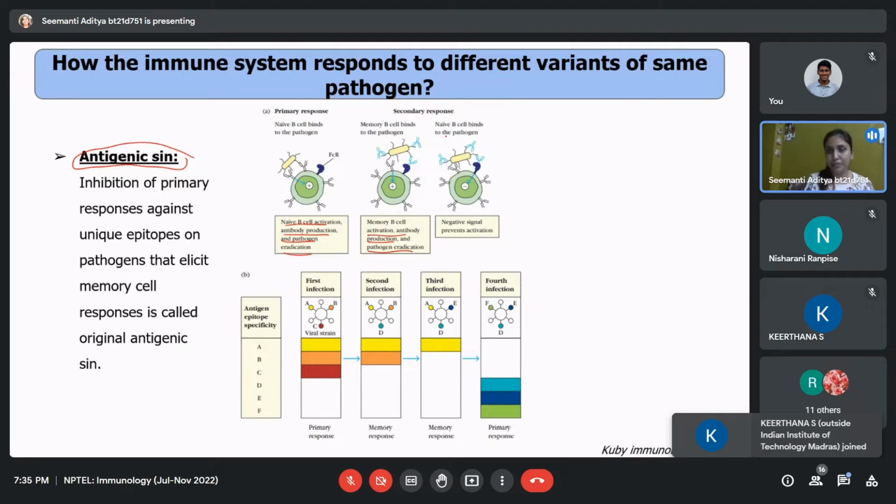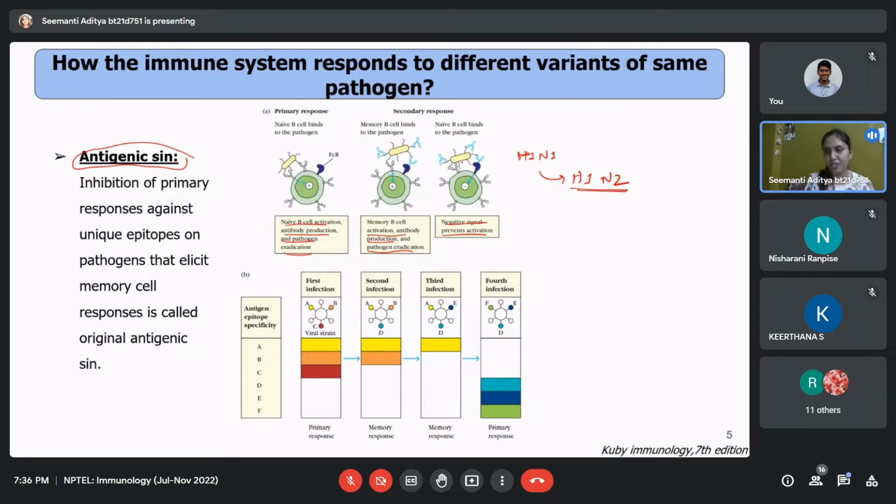But if the pathogen changes its properties, say the H1N1 gets converted to H1N2, then your immune system will not be able to recognize this pathogen because of this minute change. On top of that, it will again send a negative signal. It will send a negative signal to those B cells which are trying to recognize this pathogen, the new naive B cells, so that they do not produce an antibody against this pathogen.